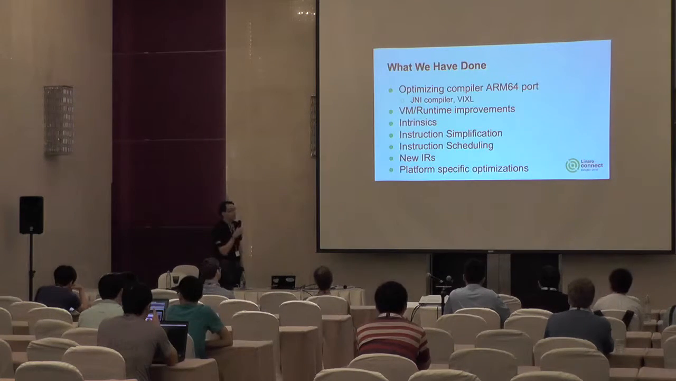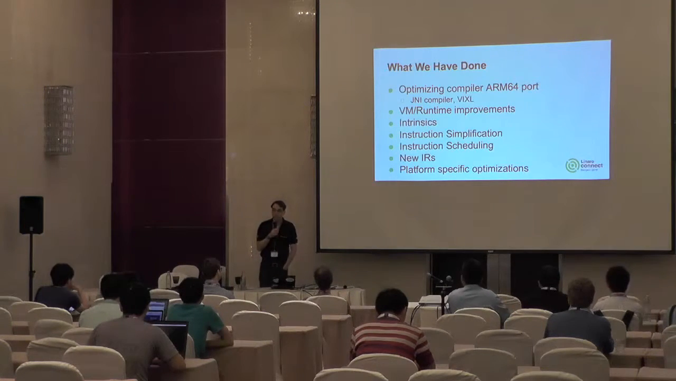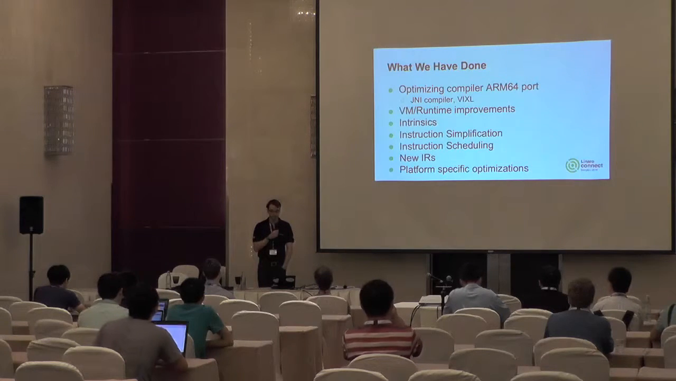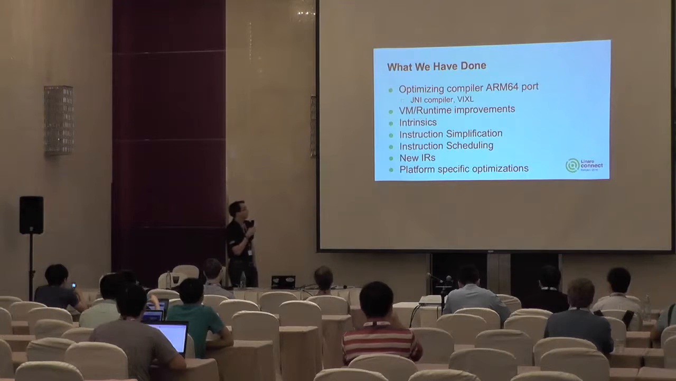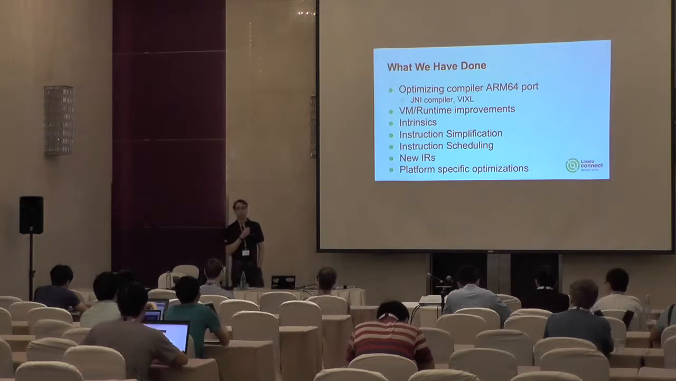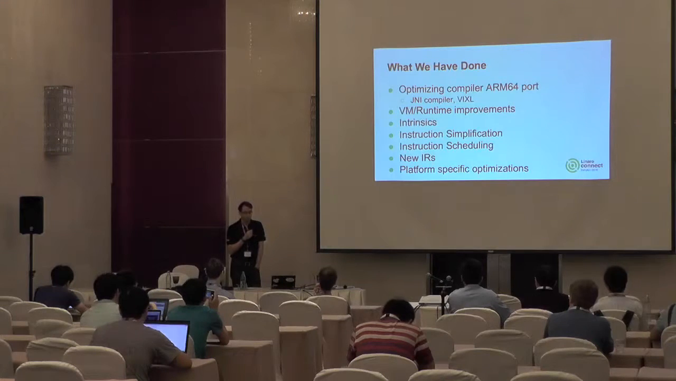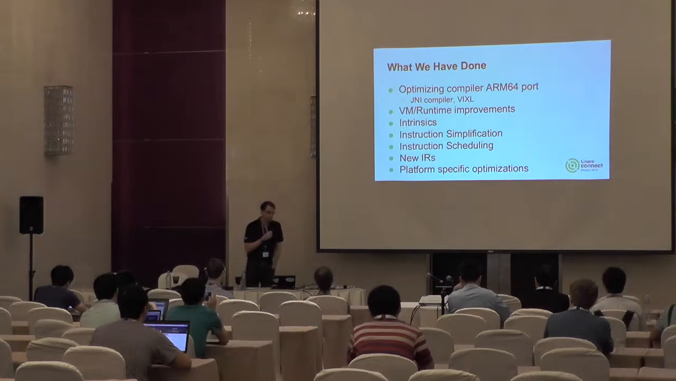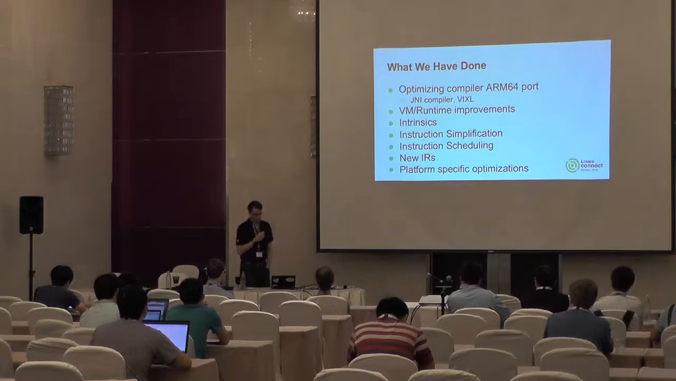So what have we done so far? The ARM64 port of the compiler itself, including the JNI compiler, programmatic assembler, VXL, various VM and runtime improvements. Intrinsics, we've been catching up on, doing quite a few of those. They've been very good first tasks for new members. They're a very good introduction to working on the compiler, and it's a good way to get your first patch upstreamed. Our recent members have done just that.